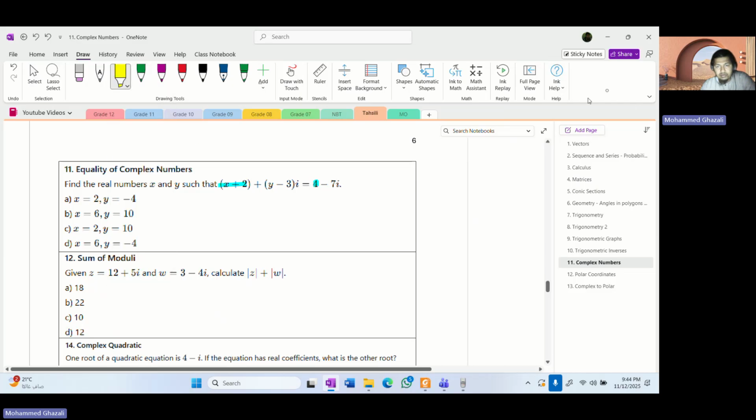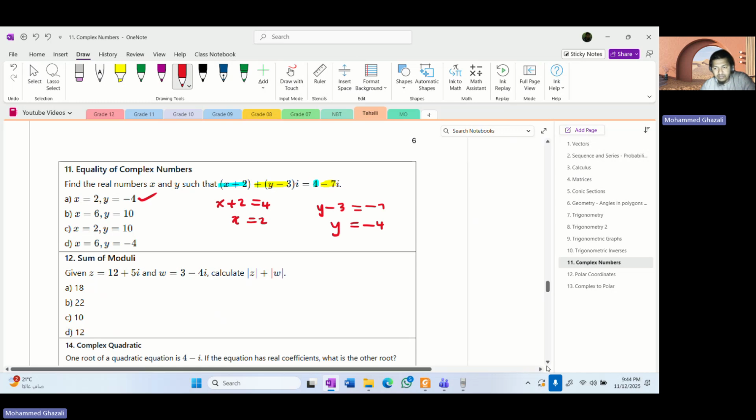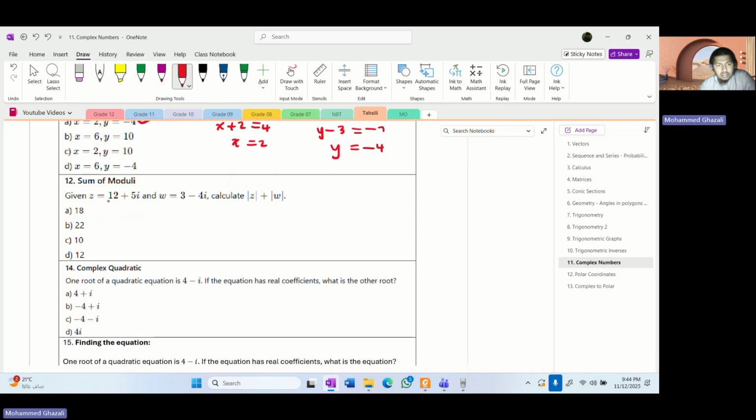And highlight the other one, right? And highlight -7. So the real to real is x plus 2 is equal to 4. So x is equal to 2. Y minus 3 is equal to -7. Add 3, y is equal to -4. So x is 2, y is -4. X is 2, so the answer is A. Moving on to the next question.